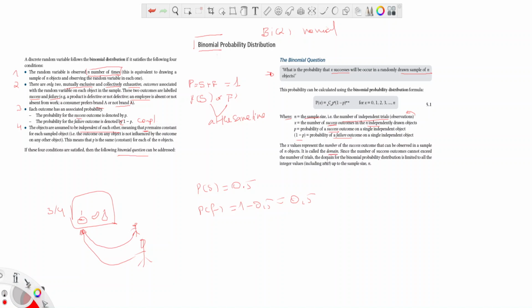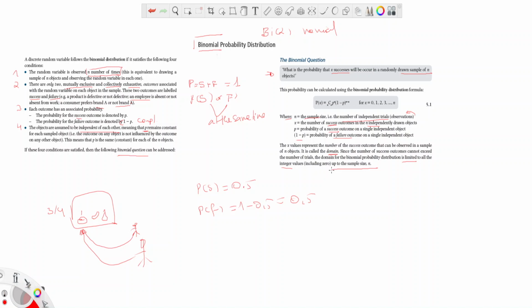And of course, there's an in-depth explanation that is going to make more sense when you read later on. For instance, the number of success outcomes cannot exceed the number of trials. So the domain for the binomial probability is limited to all the integer values, including 0, up to the sample size. So this last sentence may seem a little bit confusing, but what I'll suggest is that you can return to it once we've looked at specific examples.